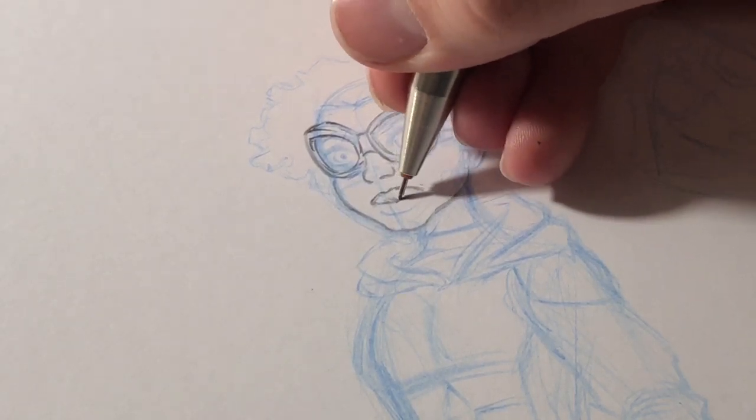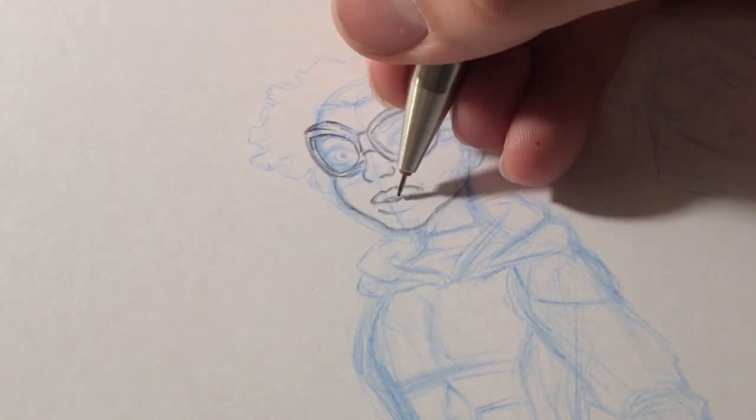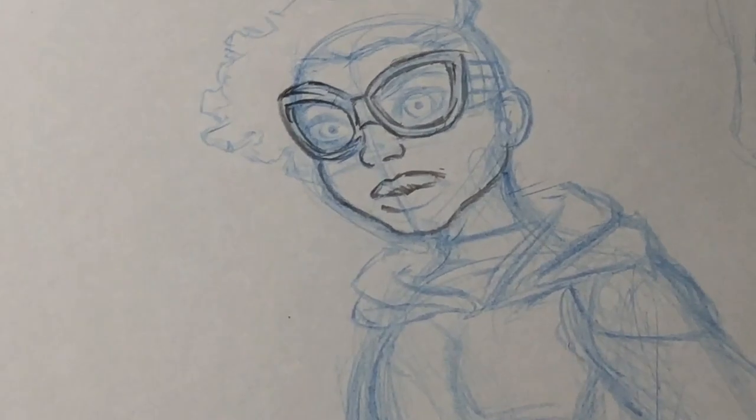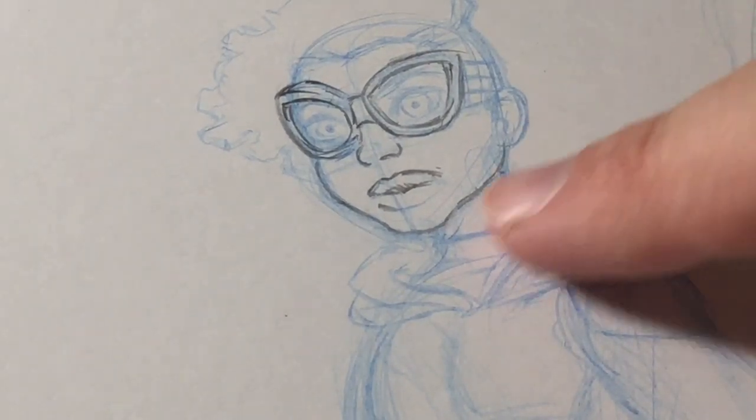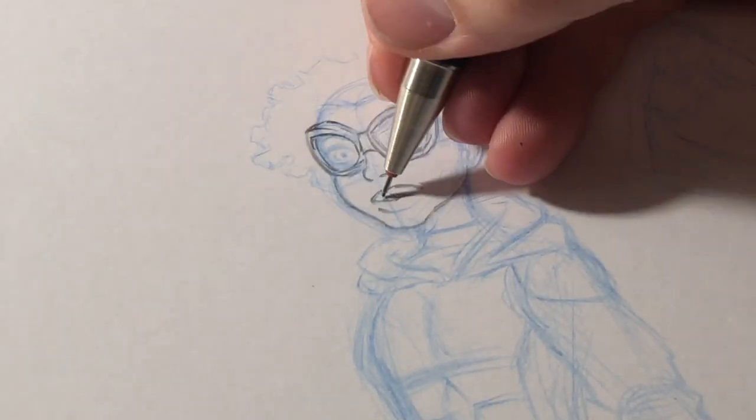Make sure you add a bit of shadow under her lips, because the lips do cast a little bit of shadow on that part of the lip right there. Yeah. Anyways.